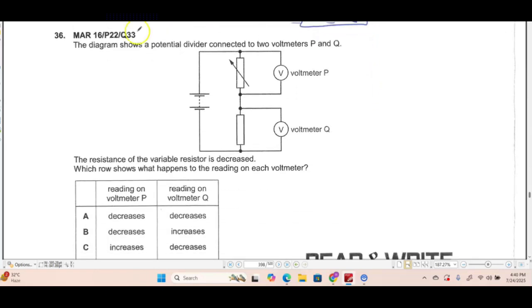Question number 36. The diagram shows a potential divider connected to two voltmeters P and Q. The resistance on the variable resistor is decreased. Which row shows what happens to the reading on each voltmeter?